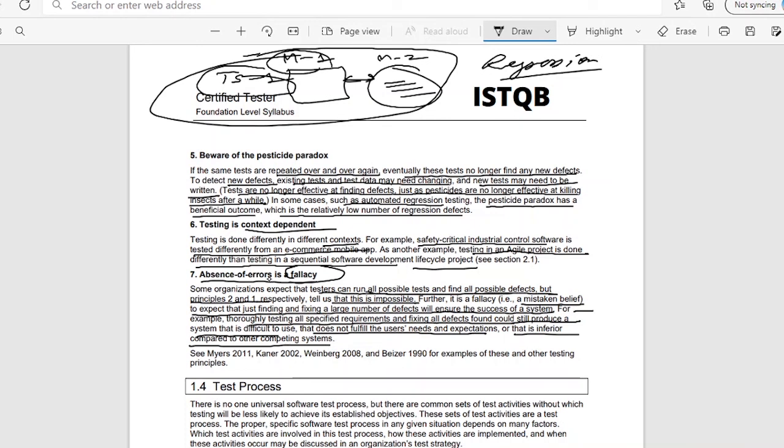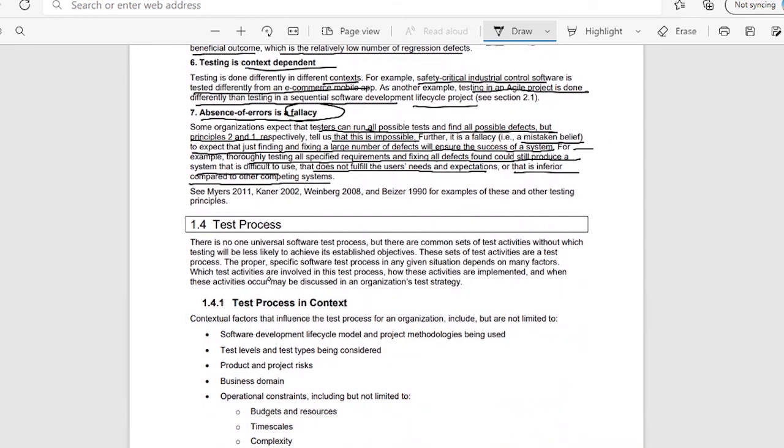So friends, this was everything from this video. We have covered the 7 testing principles. Now in the next video we will go to the very important topic of this chapter, which is the test process, how testing is planned and everything.